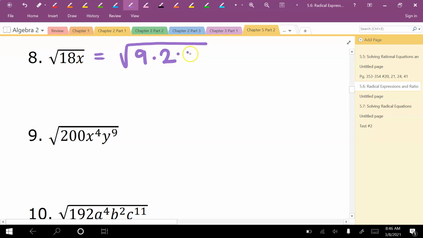The x, can't really do anything with it. It's just an x all by itself. So I can't take an x off to get it to be divisible by 2. So I may not be able to do anything with that letter. I'm just going to have to leave it alone.